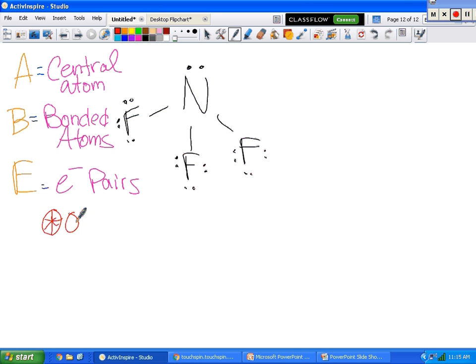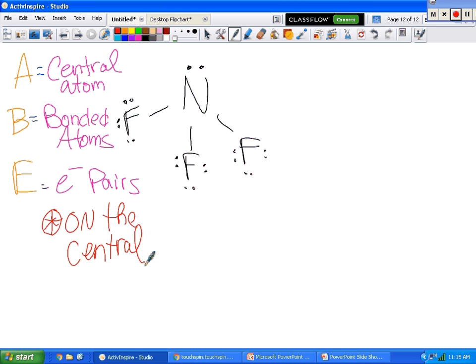On the central. Because in the entire molecule, the entire thing, how many electron pairs do you have? 2, 4, 6, 8, 10, 12, 14, 16, 18. That makes no sense at all. So we're totally focusing on the electron pairs on the central.